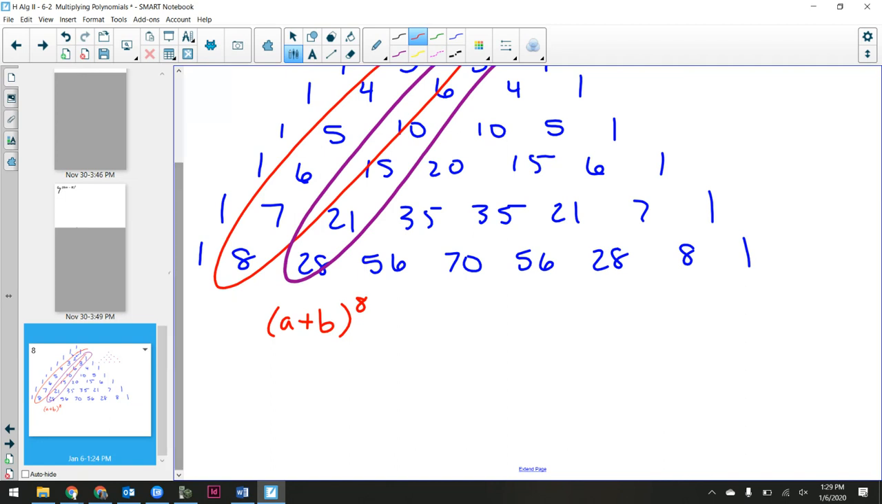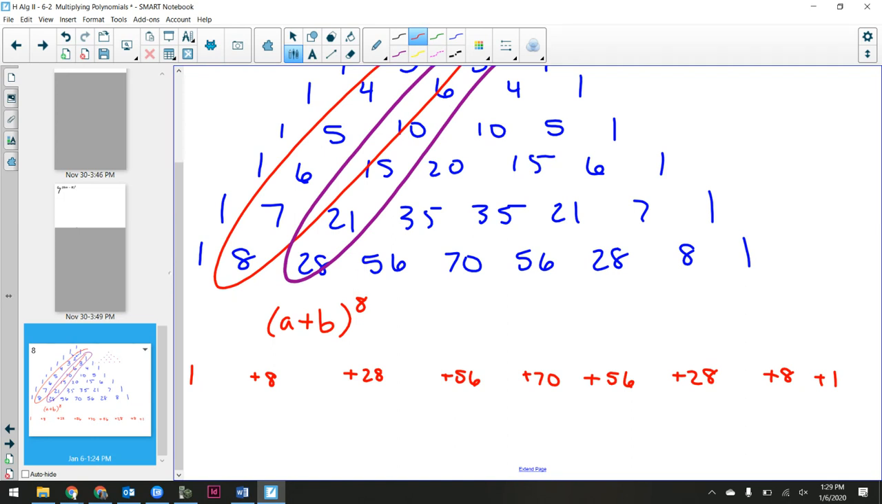I know this 8th row are the coefficients on the binomial expansion, which means the final answer. Watch. I can say 1 plus 8 plus 28 plus 56 plus 70, oh sorry, forgot my 70, plus 56 plus 28 plus 8 plus 1. Those are all the numbers that are sitting out front.